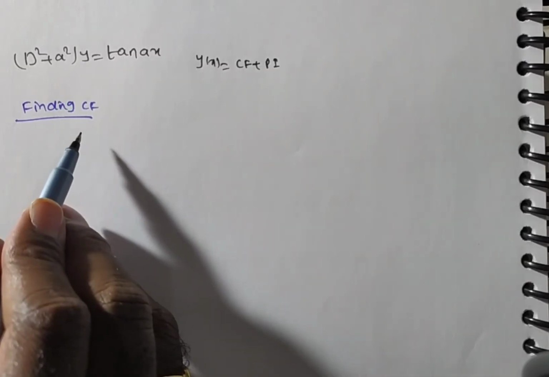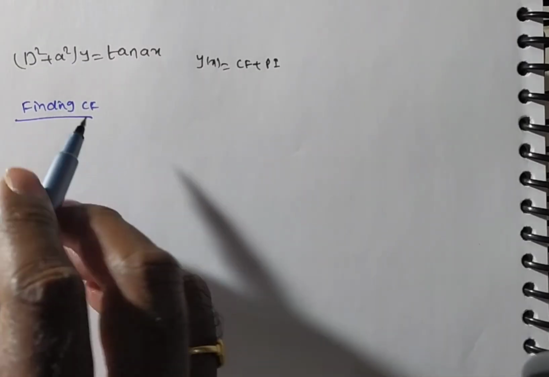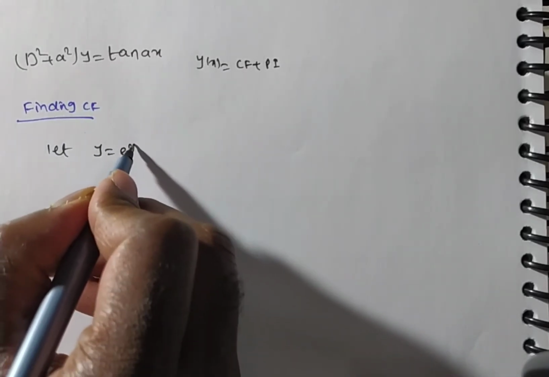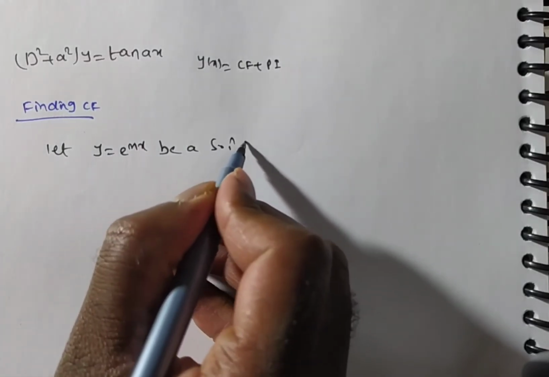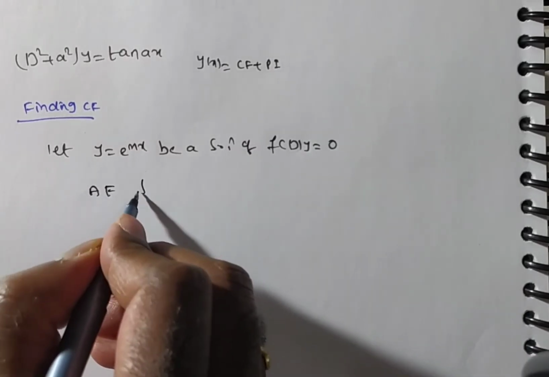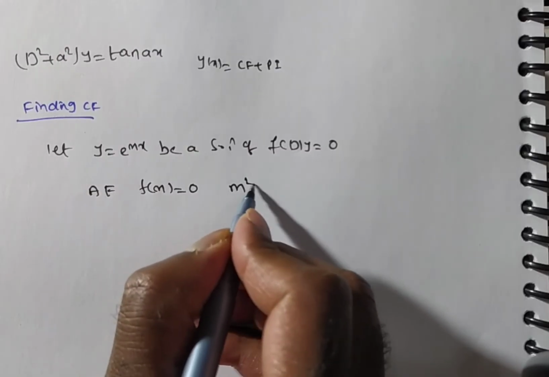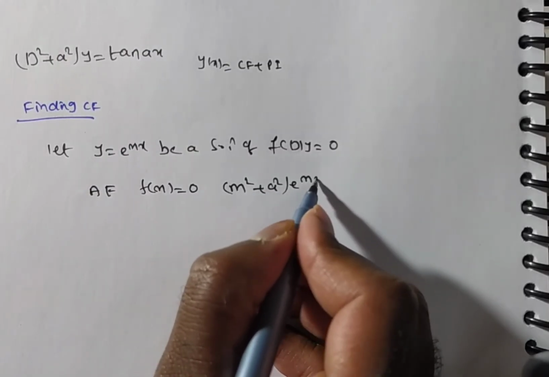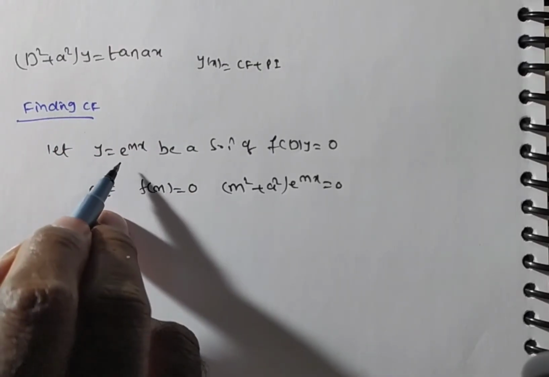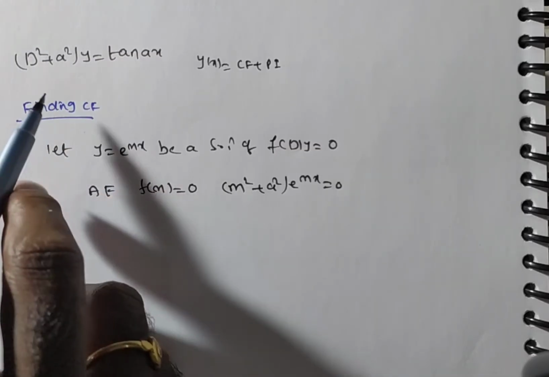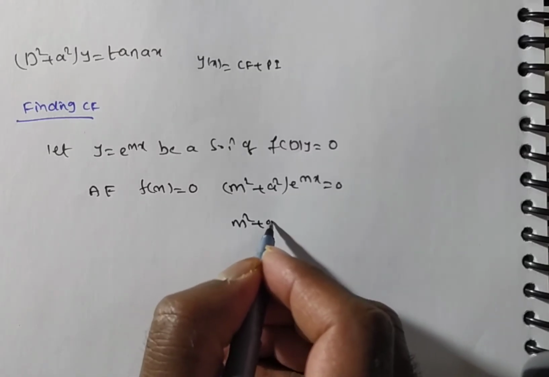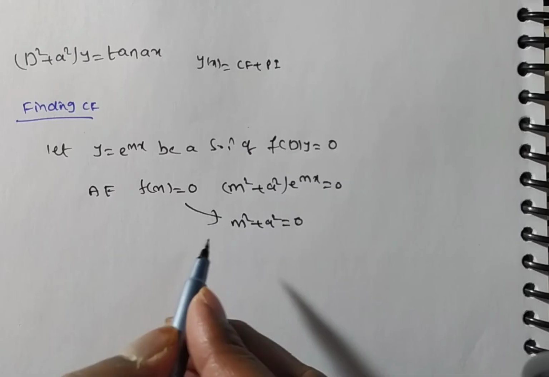Now finding the CF, the complementary function. We have to treat r(x) as 0. Let y = e^(mx) be a solution of f(D)y = 0. Then we have the auxiliary equation f(m) = 0, that is (m² + a²)e^(mx) = 0. In place of y I have substituted e^(mx). Then D² gives m² e^(mx). Taking e^(mx) common, and e^(mx) is never 0, obviously m² + a² = 0. Now it is f(m) = 0.